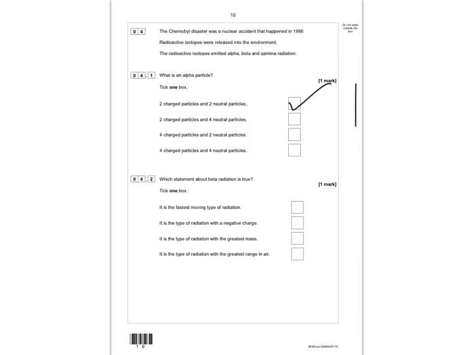Because remember that you've got helium, and that's 4 and 2, so you've got 2 protons which are charged and 2 neutrons which are neutral. So that's the correct answer there, the first box.